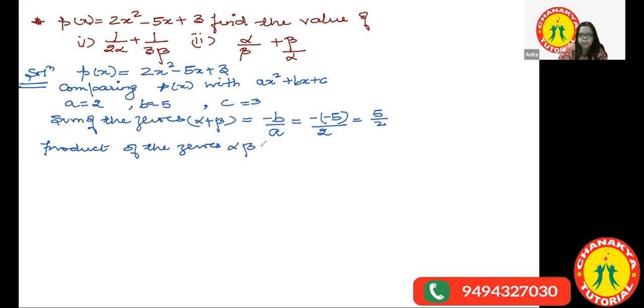It is alpha into beta, so it will be c by a. So the value of c is 3 divided by 2. So 3 by 2 will be the product of the zeros.